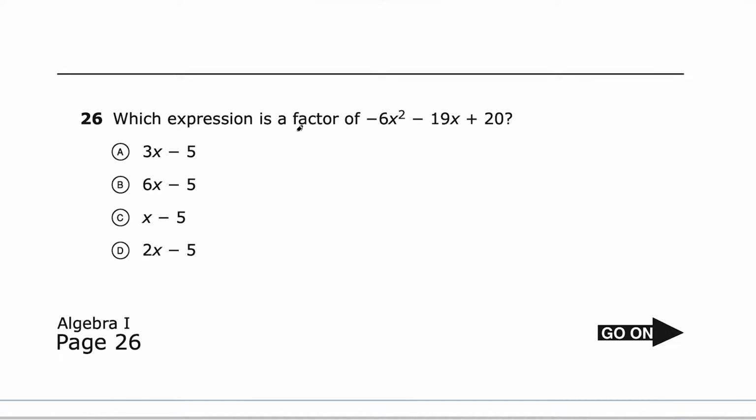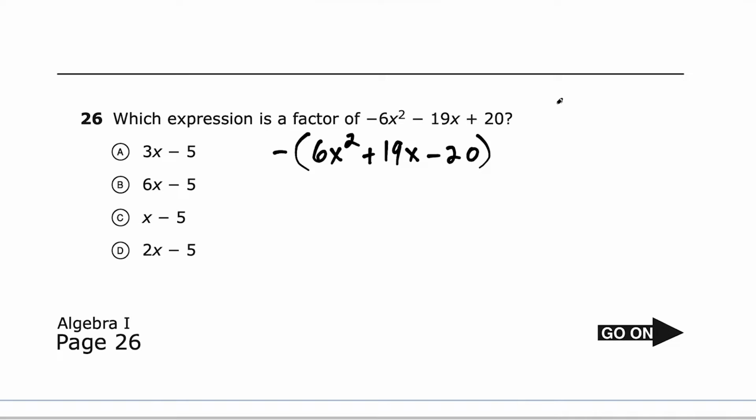Question 26, we want to know which expression is a factor of this quadratic expression here. Now, when I want to factor something like this, I prefer that we have a positive term in front. So the first thing I'll do is take out a -1. So I'm going to take out a minus, and I could write the 1, or I could just leave it out like this. And then I'm going to divide everything here by -1, and that's just going to change the sign of everything. So I'll have positive 6x squared, positive 19x, and a minus 20 on the inside.